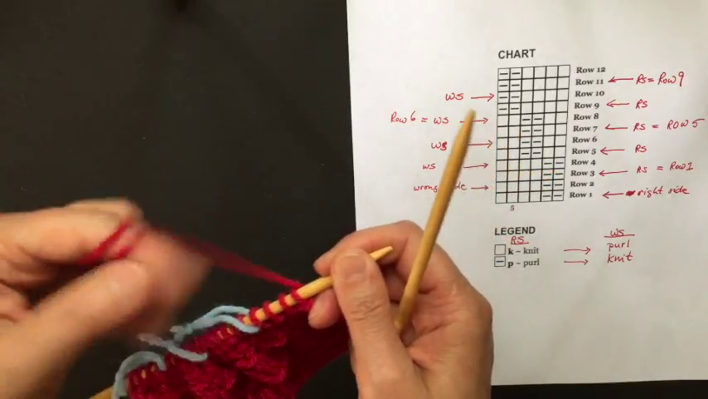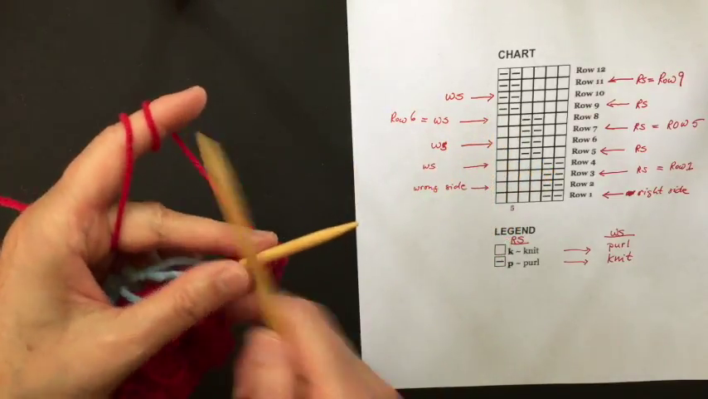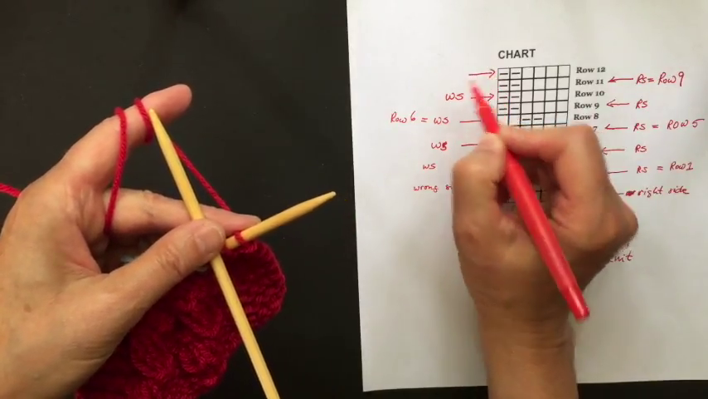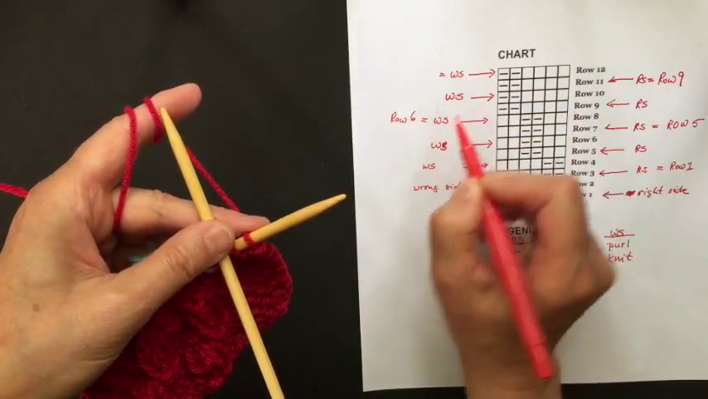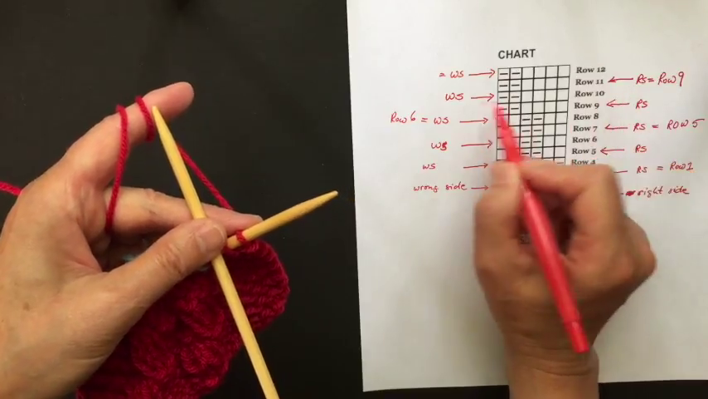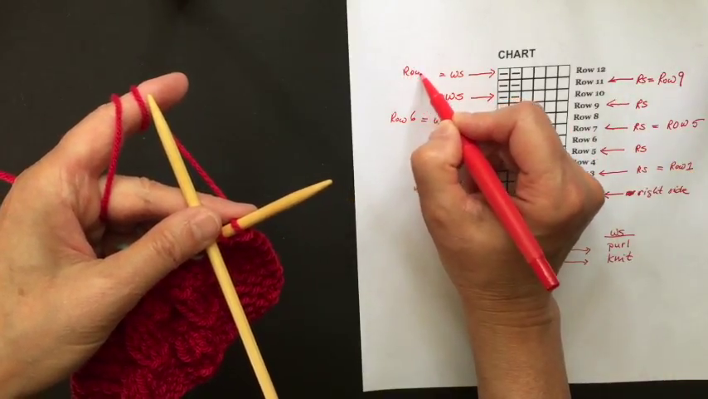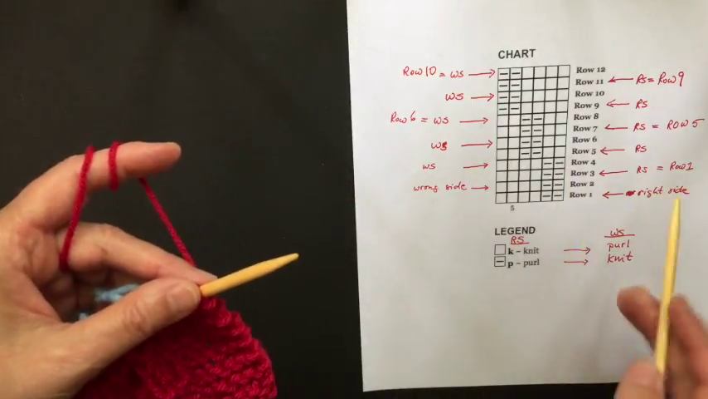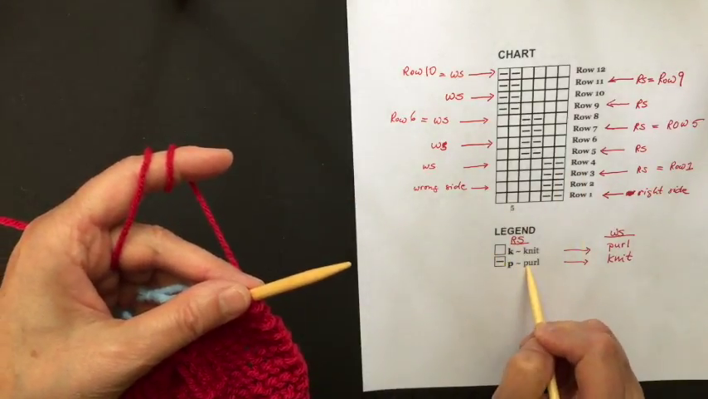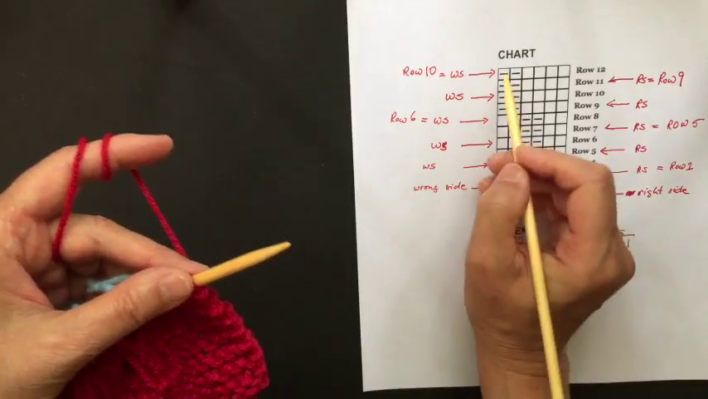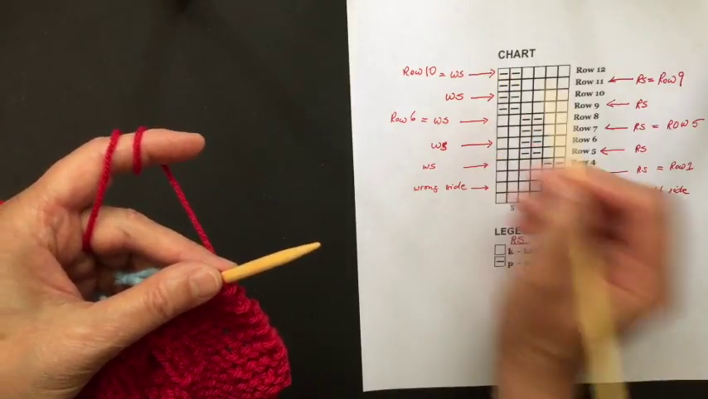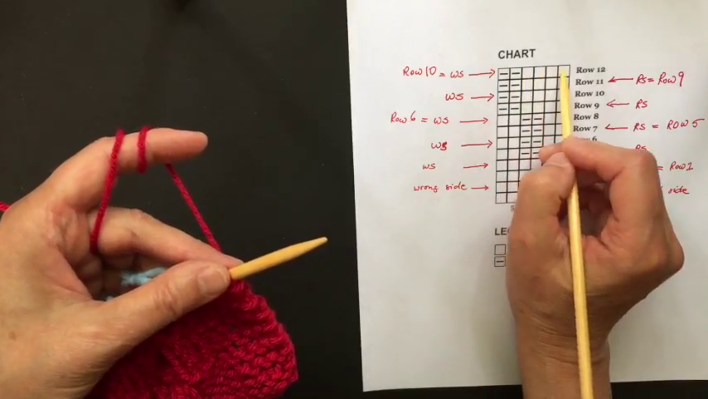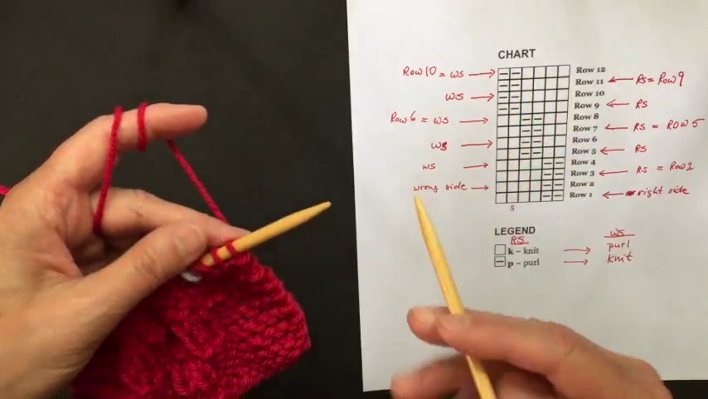Our 12th row, we're going to go on the wrong side now, which equals row 10. Row 10, okay? So again, the purl stitch becomes knit stitch, so this is going to be knit, knit, and knit stitch becomes purl, so we will purl 4, knit 2, purl 4.